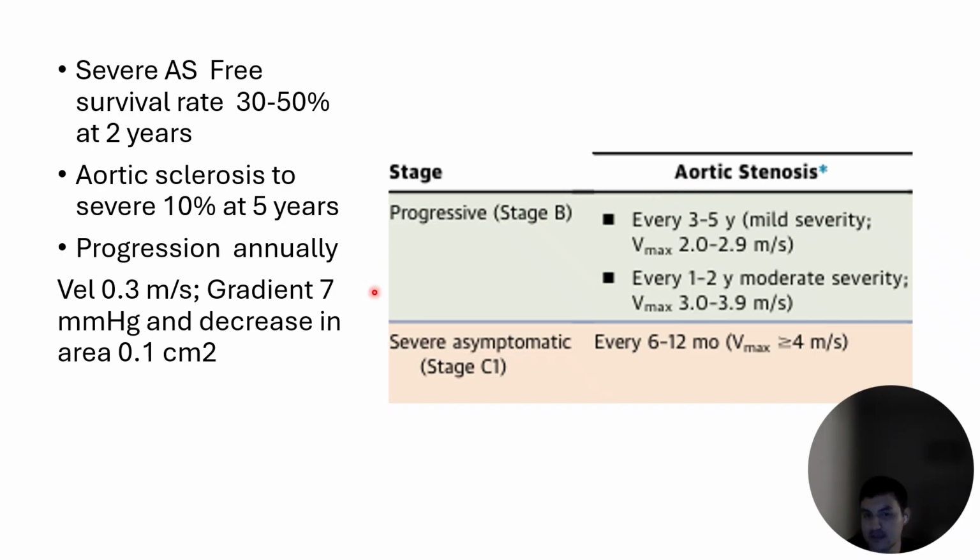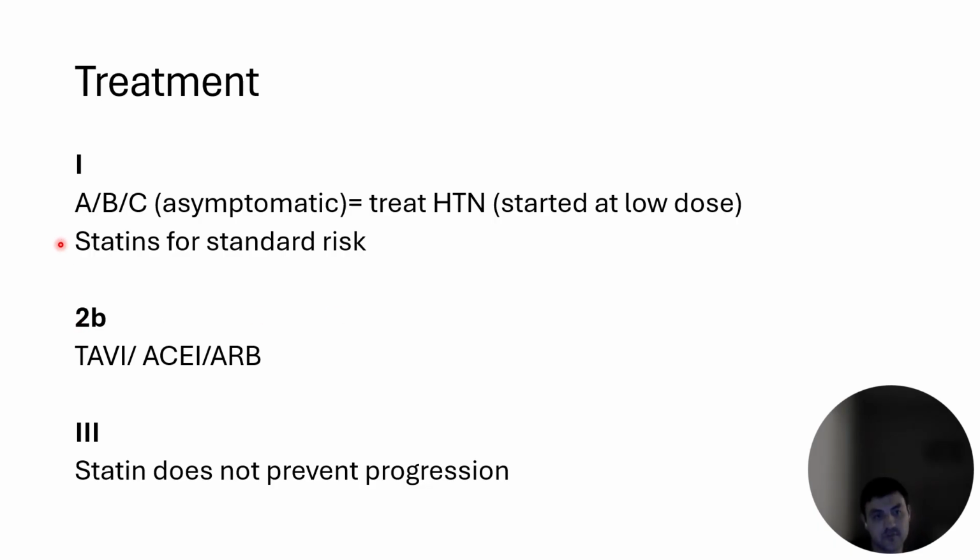If you have progressive stage B, every 3 to 5 years if you have a velocity of 2.9 meters per second. Every 1 to 2 years if you have 3.0 to 3.9 meters per second. Why? Because the annual velocity progression is 0.3 meters per second. If you have more than this, that's an indication that you have to do something about it. And if you have asymptomatic stage C, severe asymptomatic, remember every 6 to 12 months, and if the velocity is more than 4.